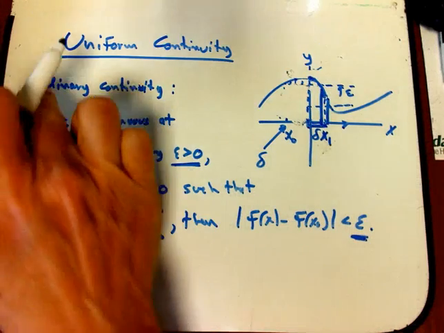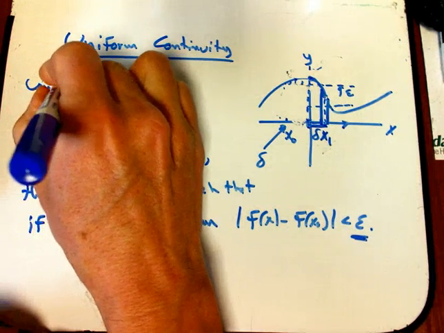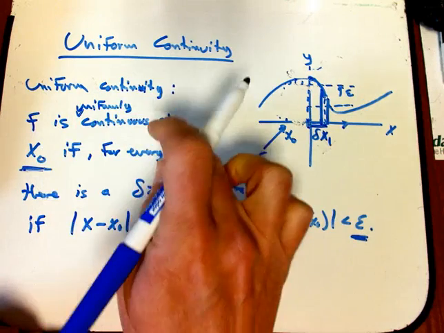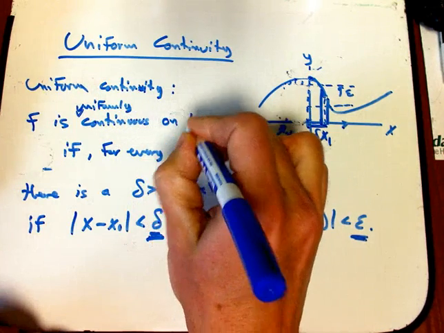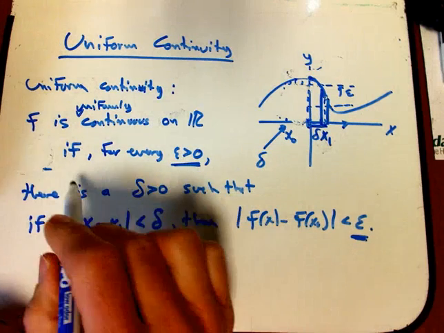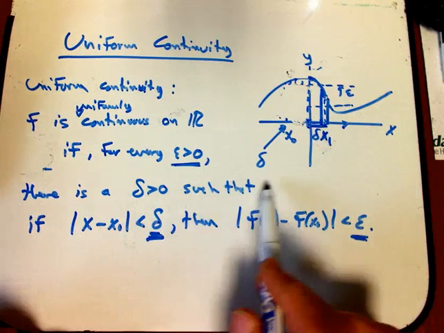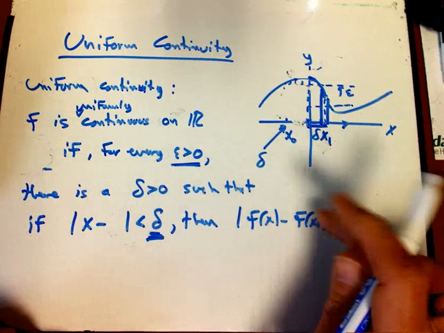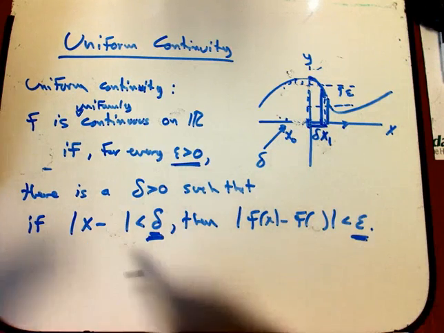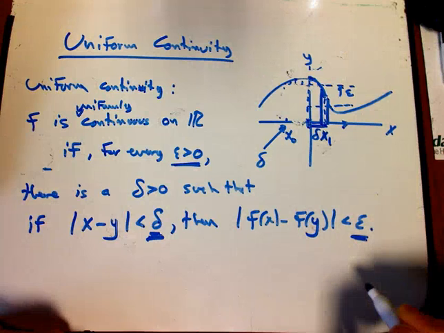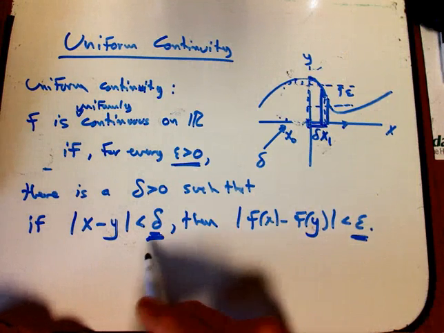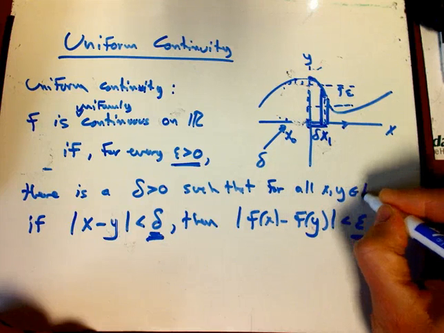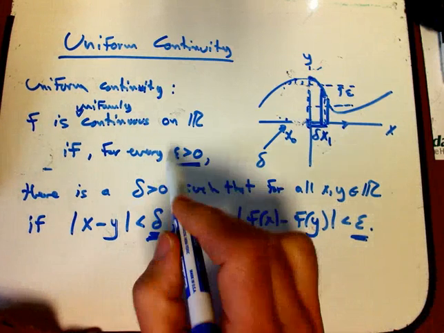But here's uniform continuity. f is uniformly continuous, and you don't just do it at a point, on, I'm going to say all of R, but it really can be done on a subset if you just don't care about off that subset. So if for every epsilon greater than 0, there's a delta such that if x minus y, and I'm going to take away the x naught because I don't want to make it feel like there's a fixed x naught and then x is getting close to it. It's really just an x and a y. Such that, and I'm going to make the quantifiers really explicit, for all pairs of points x and y in R.